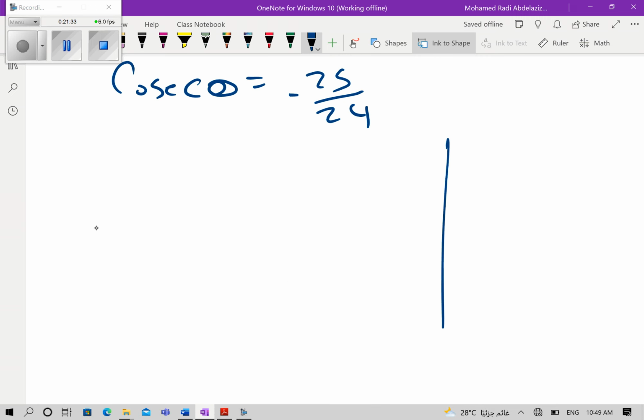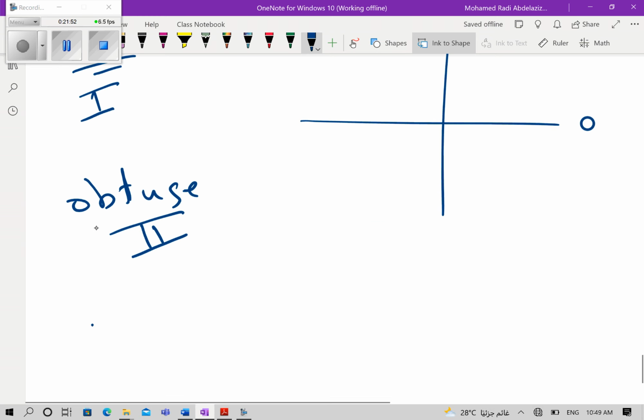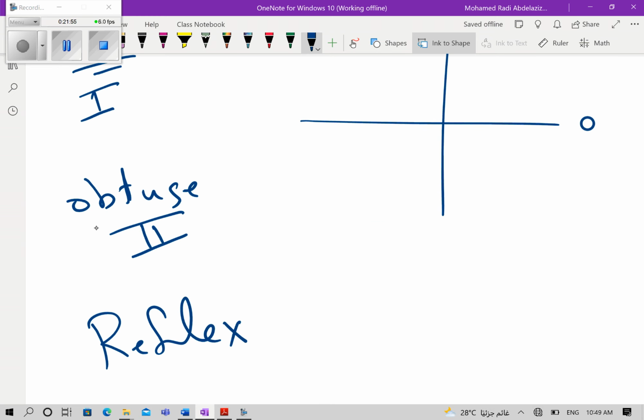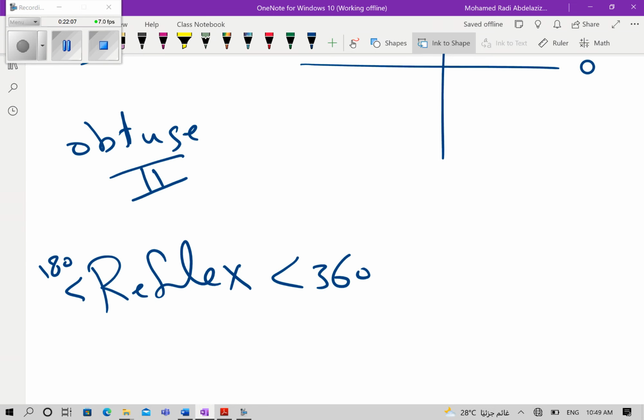Which quadrant? From 0 to 90, first quadrant, right? If it is written acute angle, the angle is in the first quadrant. If it is written obtuse angle, second. But for reflex angle, between 180 and 360, so we have two options: maybe third or fourth.